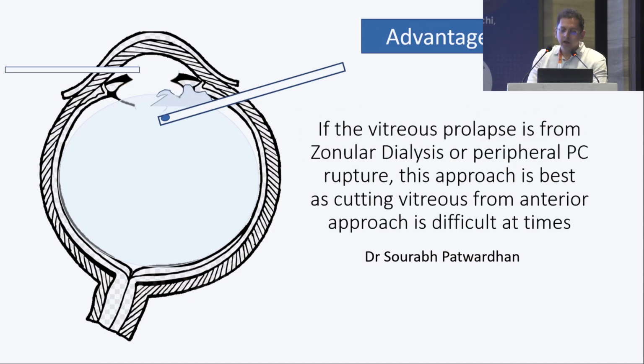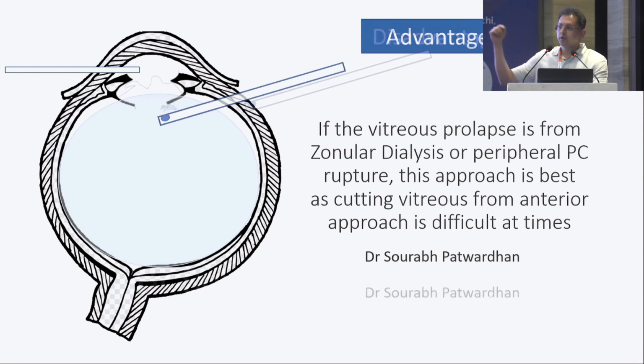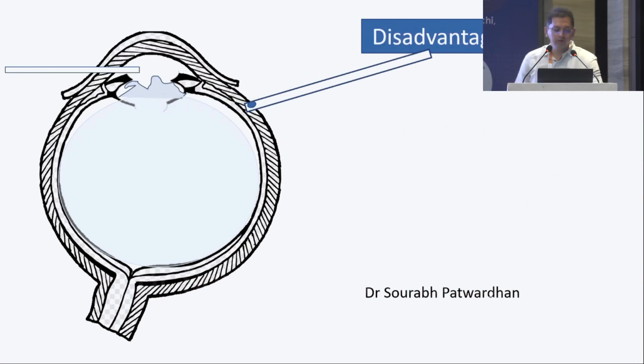which might be easier to cut this way. Another situation where it is useful is when the vitreous prolapses from the site of zonular dialysis, that is from the periphery, or from a peripheral posterior capsular rupture. In such cases, approaching that area through the anterior route is many times a little bit difficult. Sometimes in that attempt you may damage the anterior capsule or even more of the posterior capsule. So when there is a peripheral PC rent or zonular dialysis and there is a vitreous prolapse, you can go through the pars plana route and remove the vitreous more easily than when you approach through the anterior.